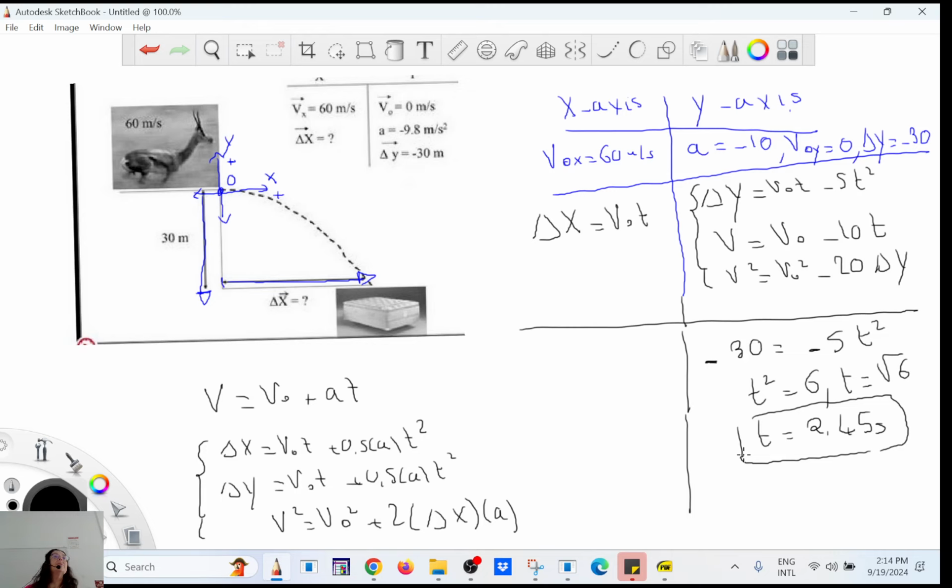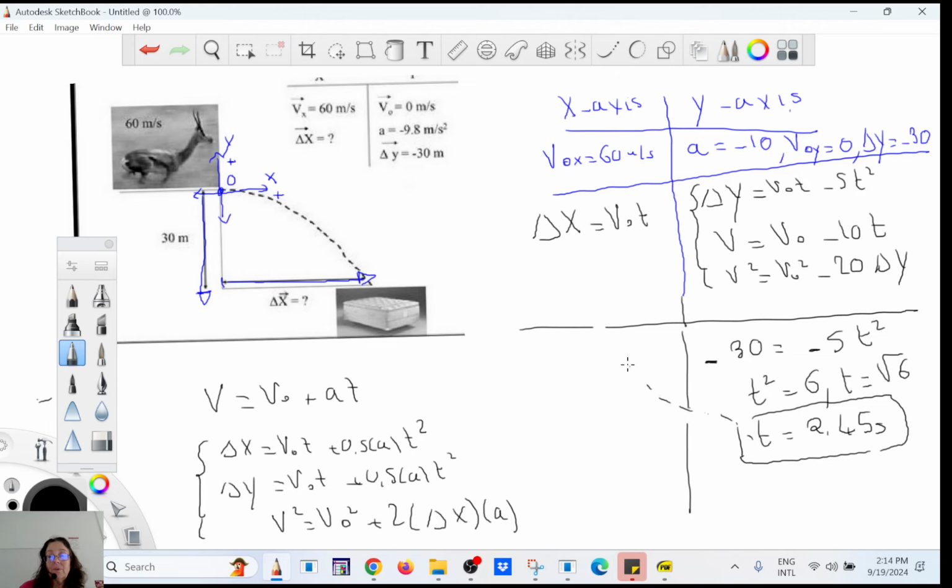Okay? Do you agree? And then the time, I lost my eraser. The time goes on both sides. So time is 2.45 seconds. So now I can find delta x. Yes? Okay.